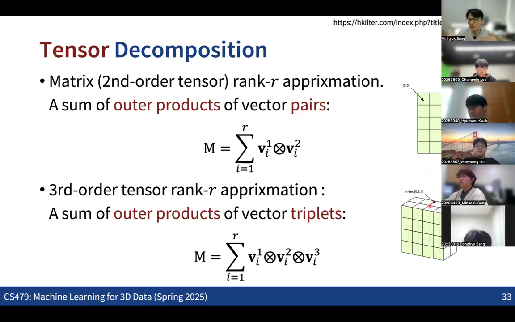The 3D tensor is an extension of the matrix into 3D space, right? So that's basically a 3D grid in which we are encoding all the information. And then we can do a low rank approximation for those tensors by just taking the sum of the outer products of the vectors.